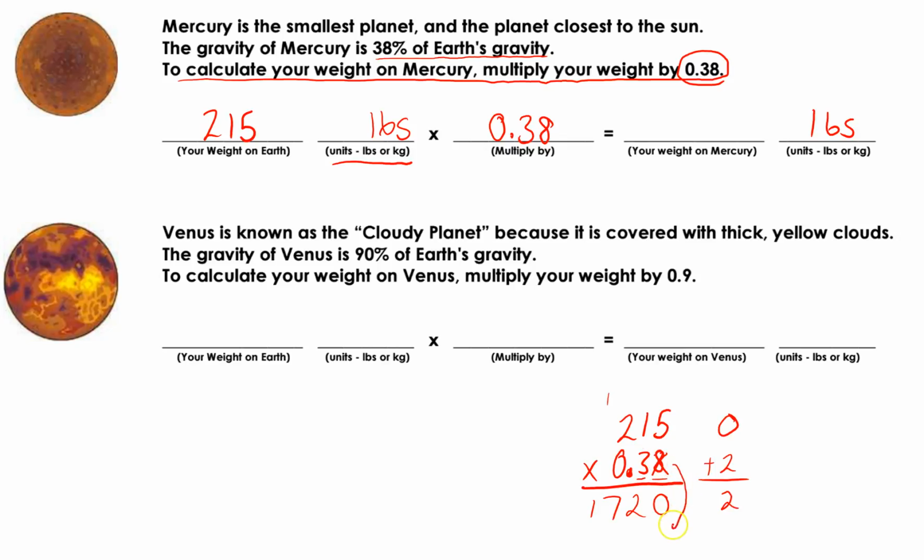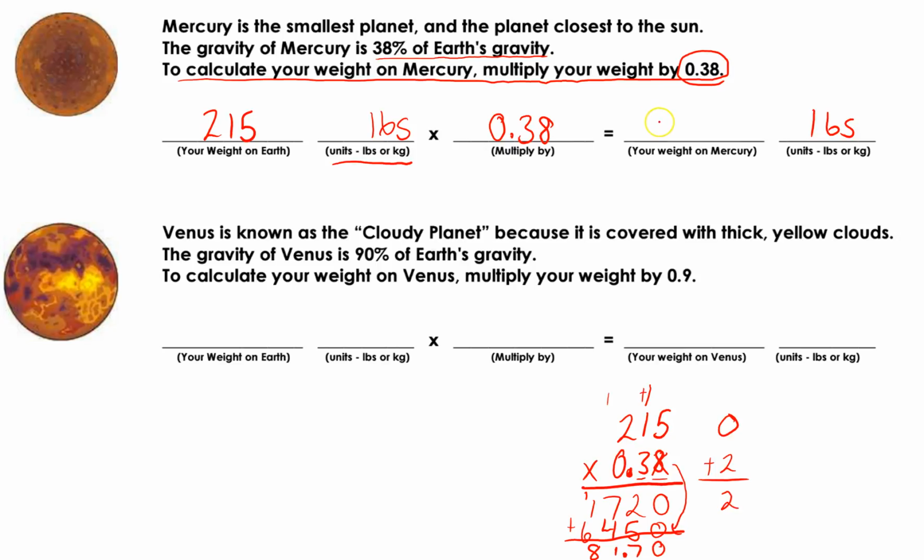I kiss it goodbye, but I have to have my 0 placeholder. Then I multiply the 3 times each number. 3 times 5 is 15. 3 times 1 is 3, plus the 1 is 4. 3 times 2 is 6. Add that all up. 0, 7, 11. 1 plus 1 is 2, plus 6 is 8. And I got to move my decimal over twice. 1, 2. It's going to go right there.